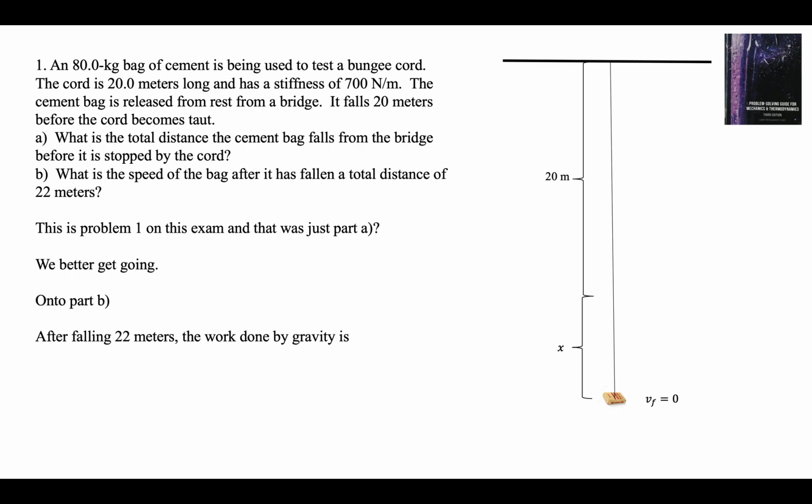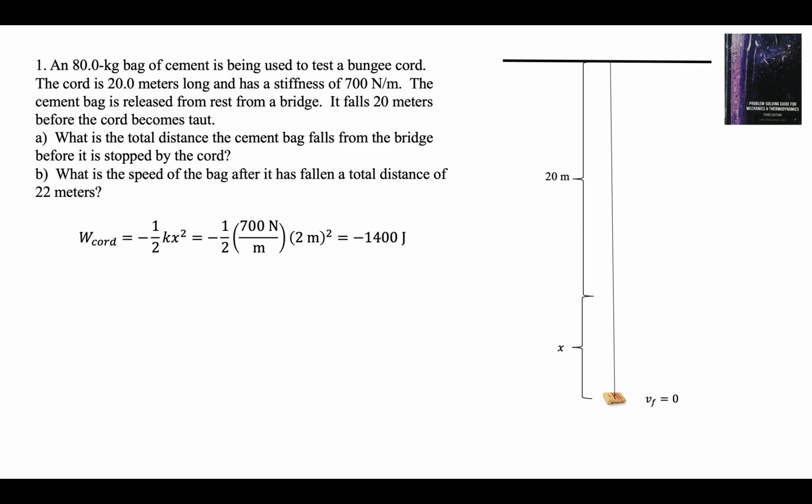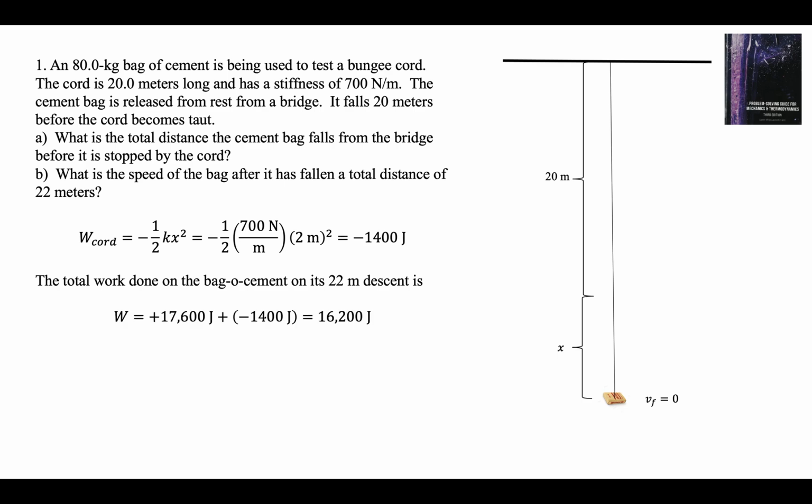On to part B. After falling 22 meters, the work done by gravity is the weight, 800 newtons times 22 meters, plus 17,600 joules. Gravity made a deposit of 17,600 joules into the kinetic energy of the cement bag. Now let's get the work done by the cord. It's negative. It stretched 2 meters. 1/2 kx squared gives us 1400 negative. So the total work done on the bag of cement on the 22 meter descent is plus 16,200 joules.